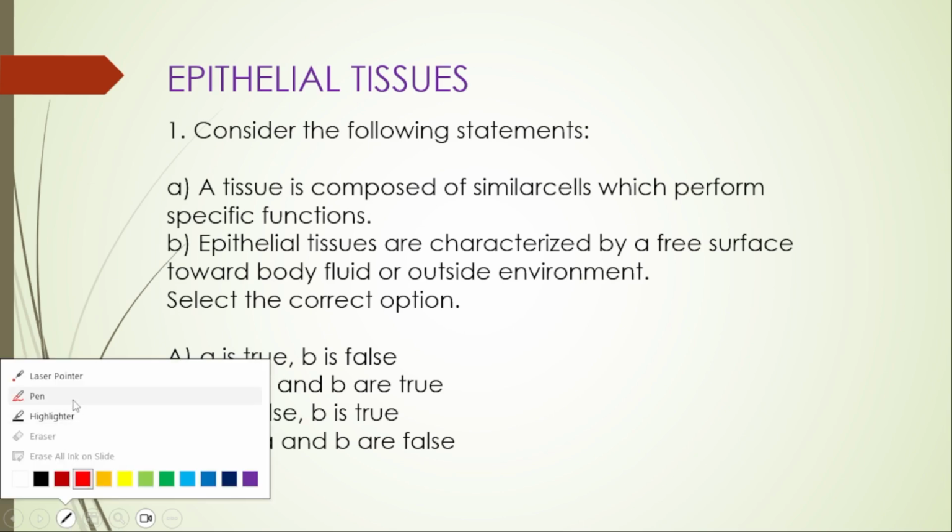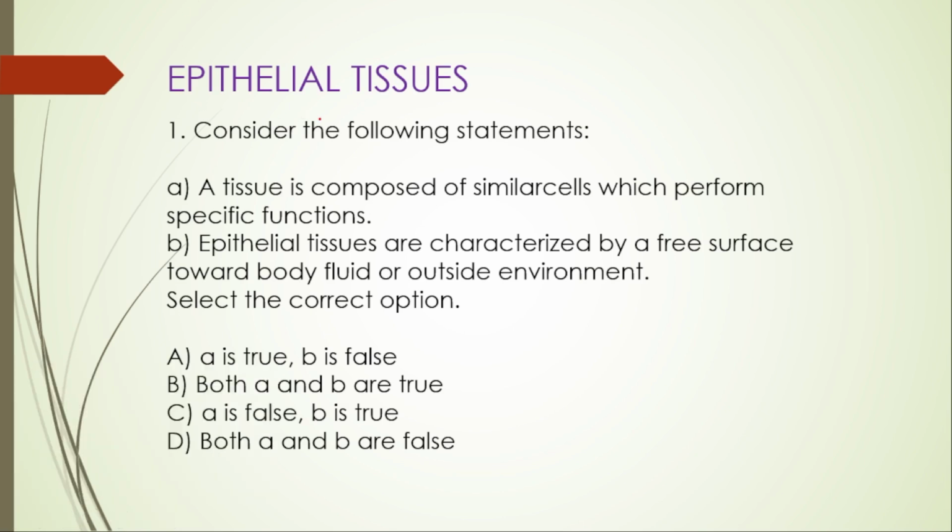Let me take a marker. So here, epithelial tissue, first question, consider the following statements. We are given 2 statements here: A, a tissue is composed of similar cells which perform specific functions, and then B, epithelial tissues are characterized by a free surface towards body fluid or the outside environment. So among these 2 statements, select the correct option.